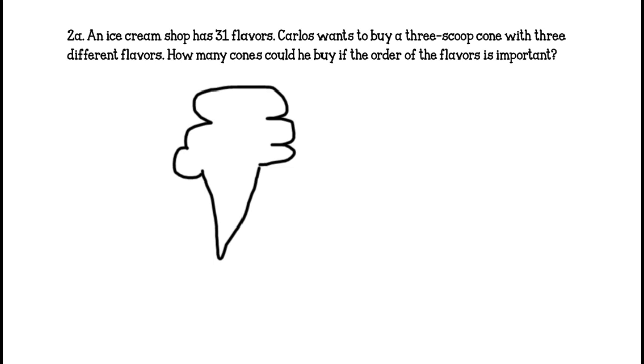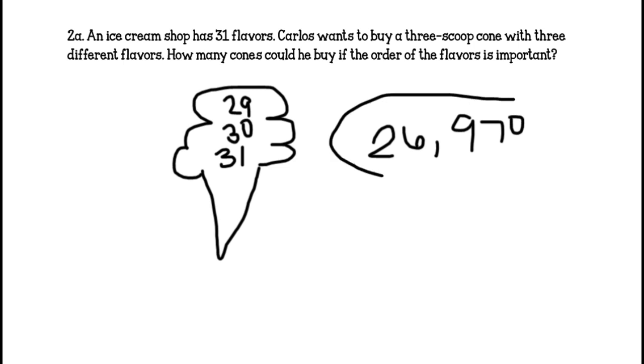So for the first scoop, he has 31 flavors to choose from. Once he's chosen one of them, he has 30 to choose from. Once he's chosen 2, now he only has 29. So you take 31 times 30 times 29, and that gets you 26,970 choices for an ice cream cone. Circle it, and that's your answer.